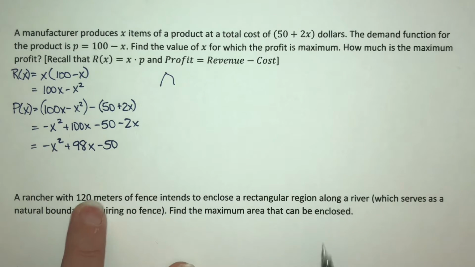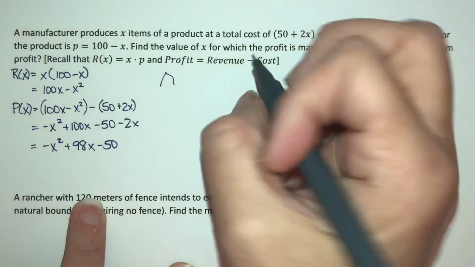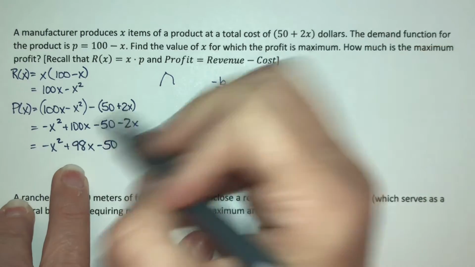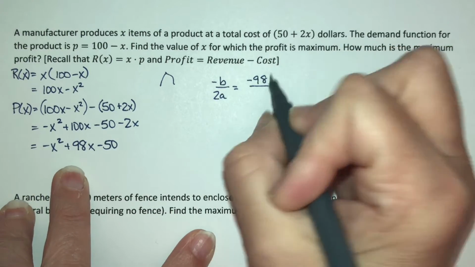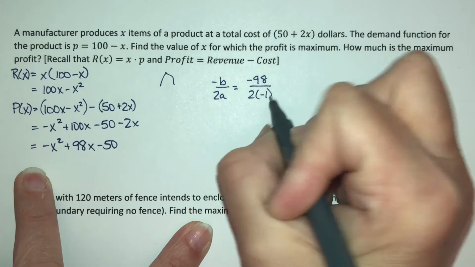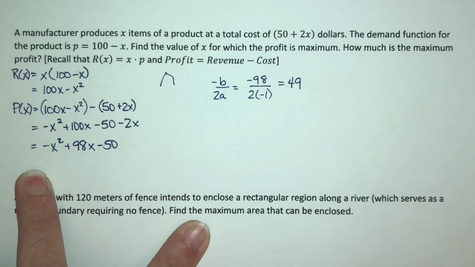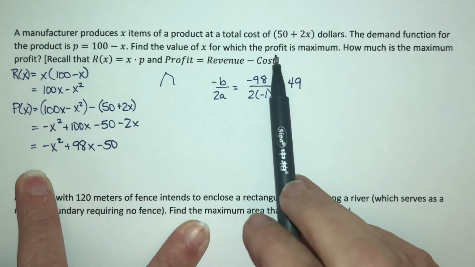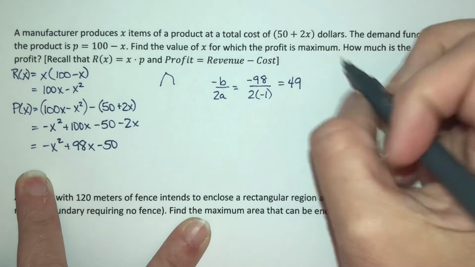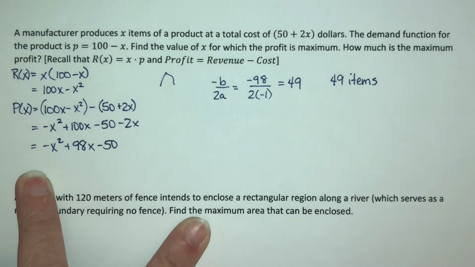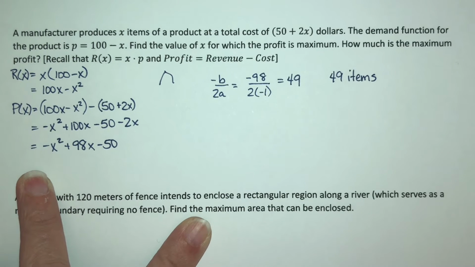Okay, so the maximum is going to be at the vertex of this. So I need to find negative b over 2a. So negative b would be negative 98 over 2 times negative 1. So this is 49. Okay, so what we have found is the value of x for which the profit is maximum is 49. Okay, so if this manufacturer makes 49 items, then they have maximized their profit.